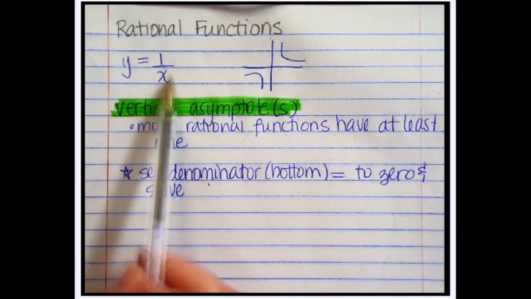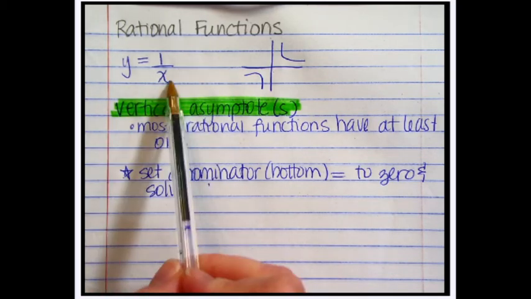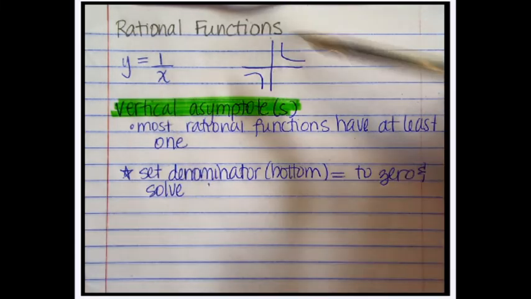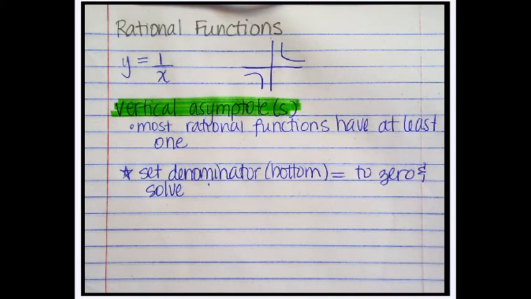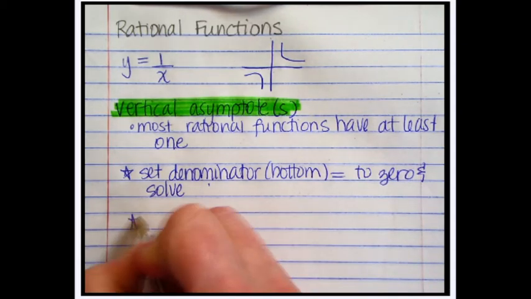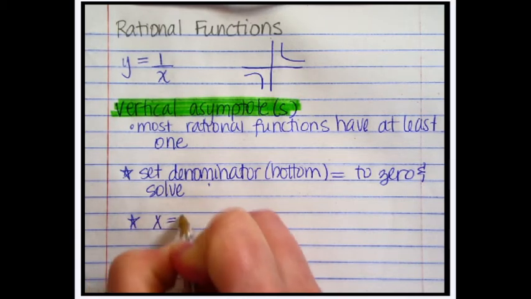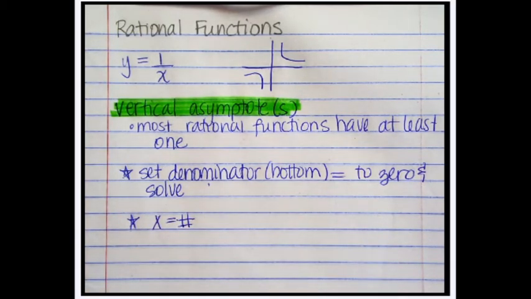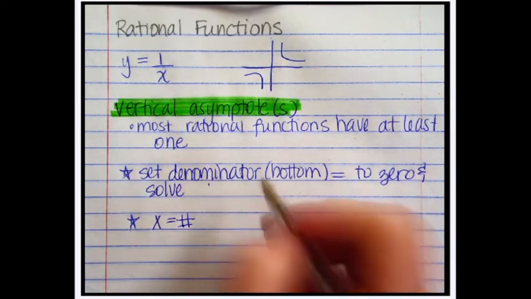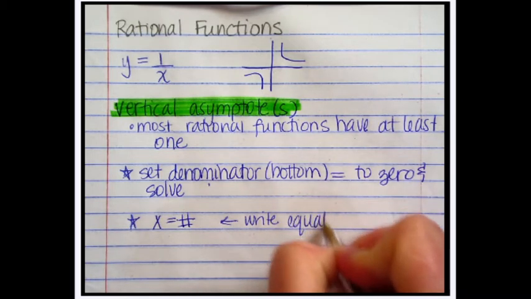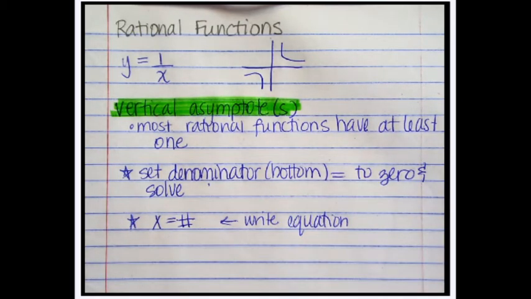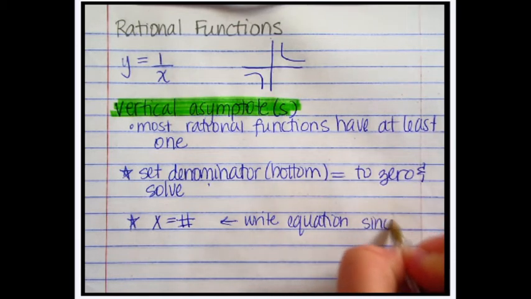Now, if you look up here on our parent graph, if we set the bottom equal to 0, our answer is 0. Okay, so that's why we have a vertical asymptote at the y-axis. Okay, now we will write it as x equals a number. Okay, we don't just say the number, we have to put x equals because it is a vertical line. Okay, so when you are asked what's the vertical asymptote, you'll say x equals 2 or x equals 0. You want to write it as an equation, okay, since it is a line.